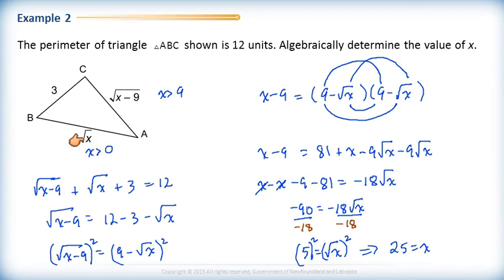We can check that. Square root of 25 here would be 5. 25 minus 9 here is 16. Square root of 16 is 4. So we have sides of 5, 4. 5 and 4 is 9, plus 3 is 12. So an x value of 25 gives us the correct perimeter.